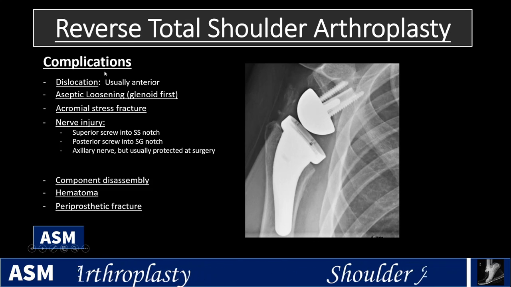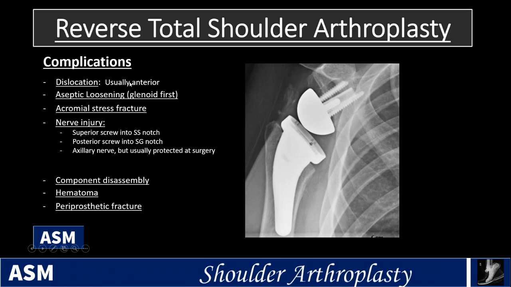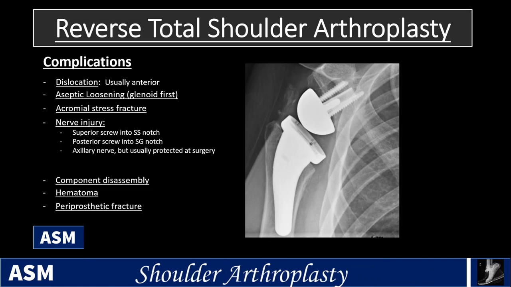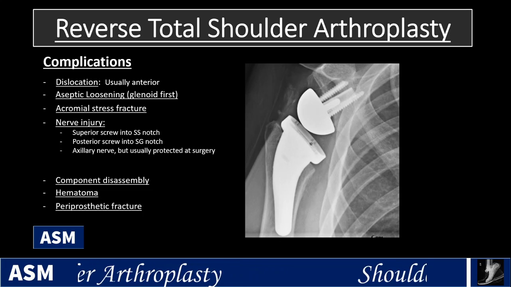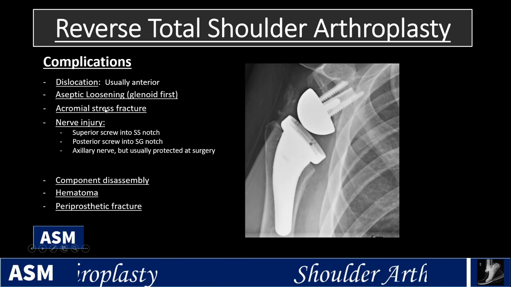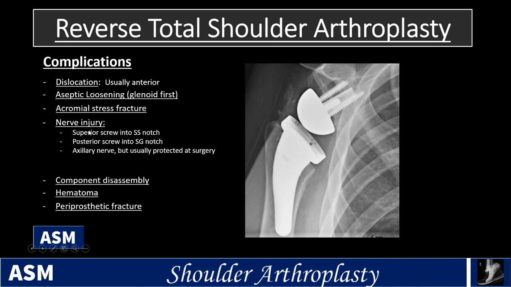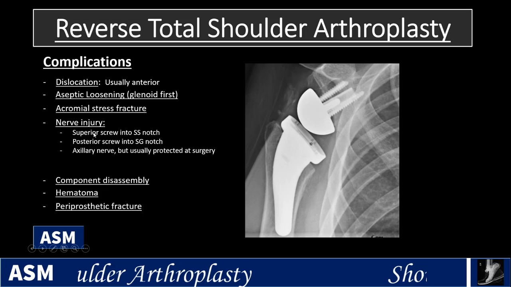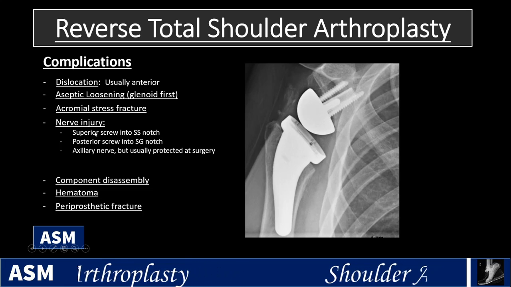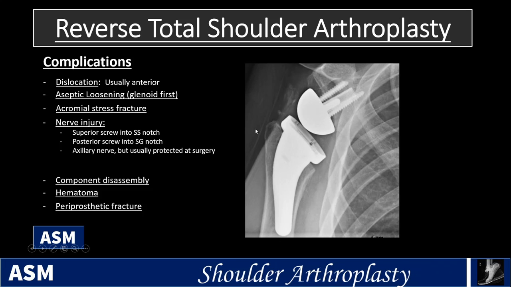The common complications: dislocation, usually anterior, again relating to that insufficient subscapularis. Aseptic loosening, again, frequently the glenoid is going to be first. Acromial and scapular spine stress fractures, as I mentioned. Nerve injury, so there are reports of nerve injury related to the screws for the glenosphere and base plate. So the superior screw potentially can go into the suprascapular notch.